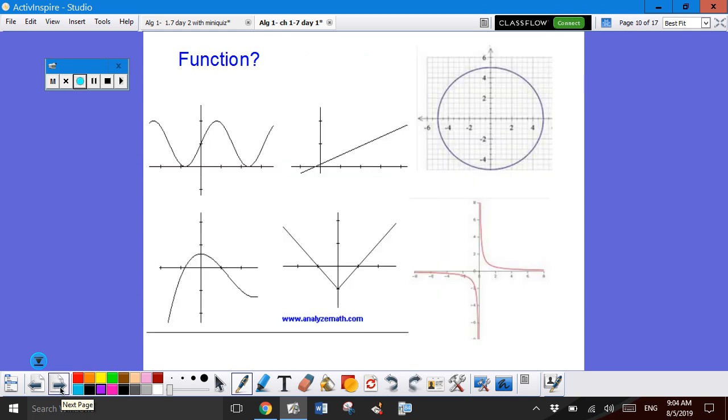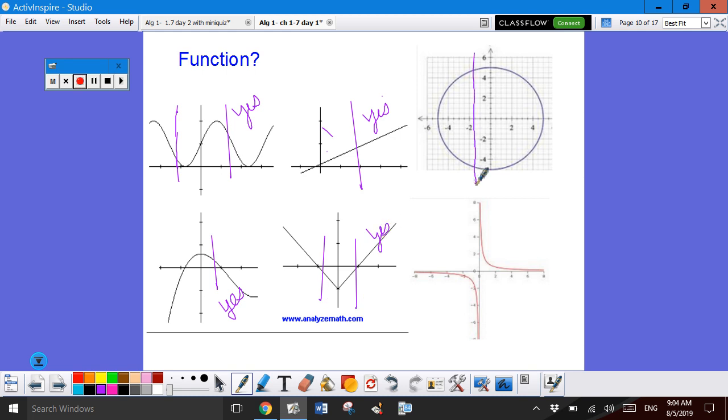Let's keep going. Or take a look at this one. If I draw a vertical line here or here, it's only touching once. So this one is a yes. Draw a vertical line here. That one's a yes. Draw a vertical line here. That's a yes, only touching once. Draw a vertical line here or here. Yes. And, oh, this one's a little bit different. Notice how it touches twice. So that one is not a function. A circle is not a function.